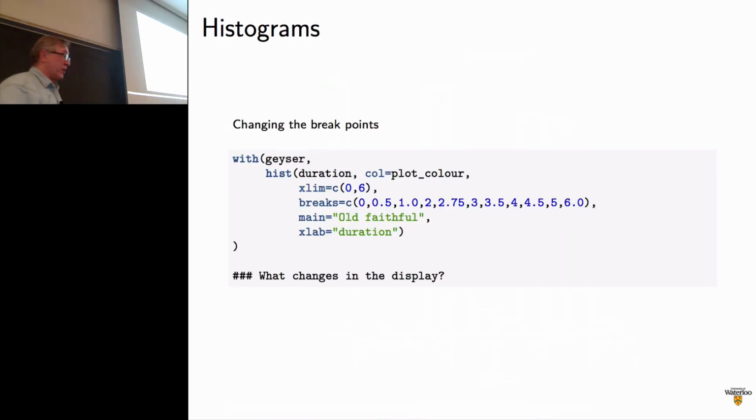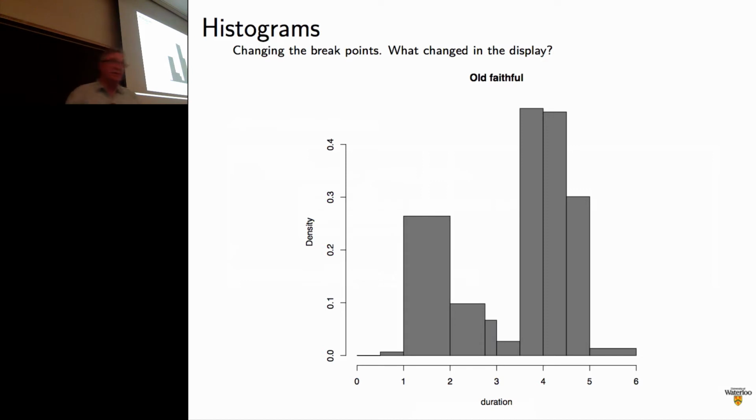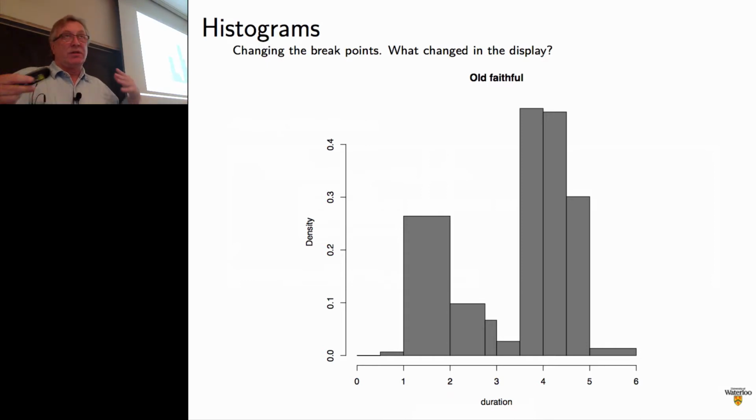We could change the breakpoints. Where are the bins? Where do the bins have their boundaries? And we just give that as the breaks argument to the hist function. So we can get something like that. So I actually have different width bins, and you notice that no longer on this vertical axis is the frequency. We're no longer looking at counts, but we're looking at densities. So reinforce that this is an estimate of the density.